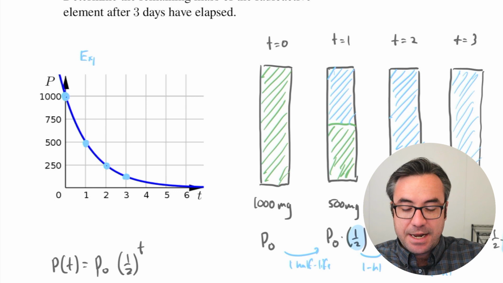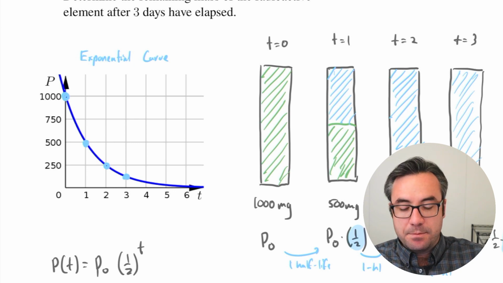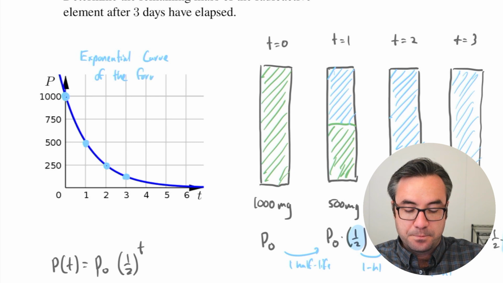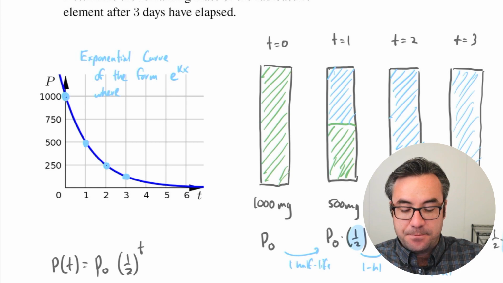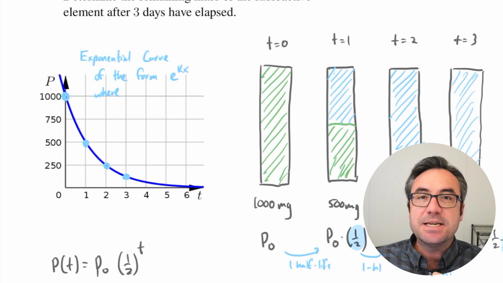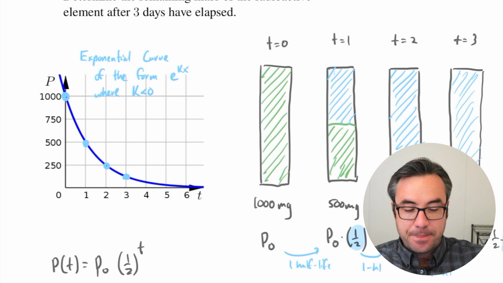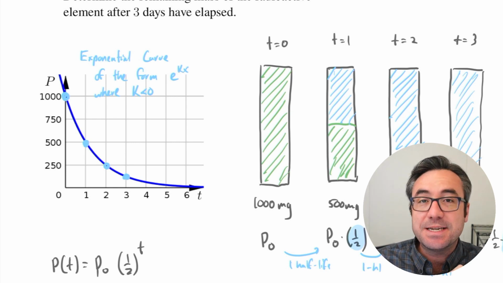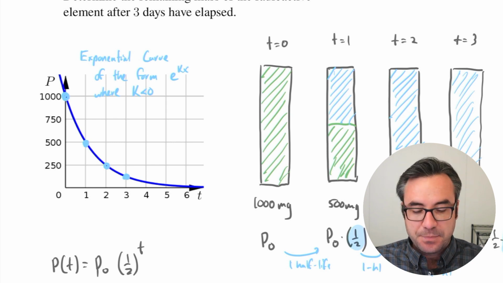So what we have here is an exponential curve of our usual form, e to the kx. Now the difference here is we're decaying. So this constant k that we have up in our exponent is going to be negative. With exponential growth, that constant k is positive. With exponential decay, the constant's negative.